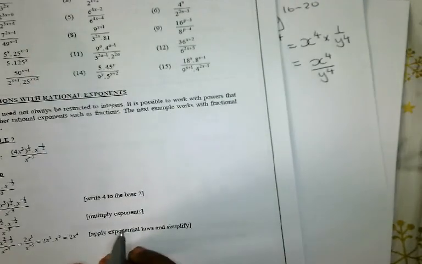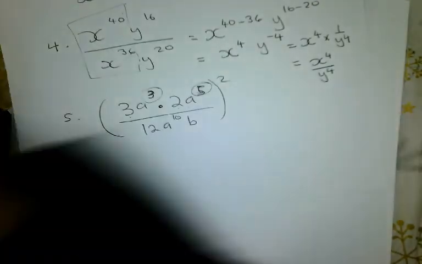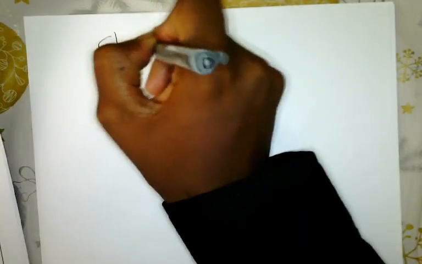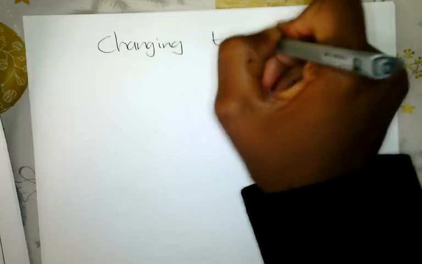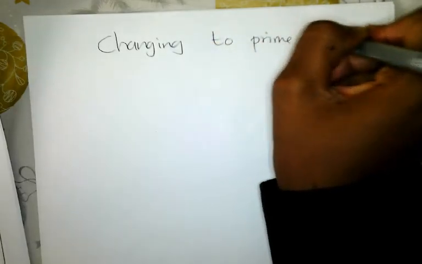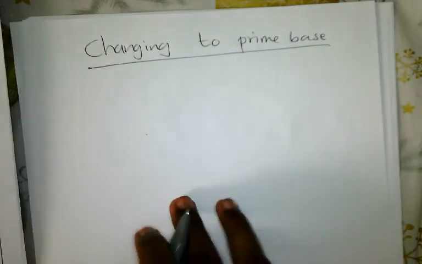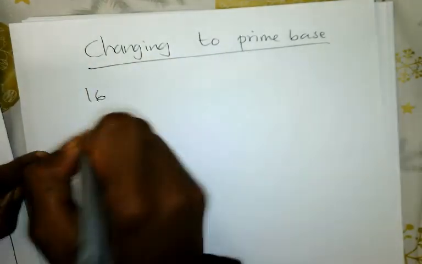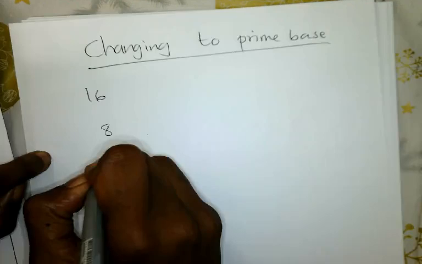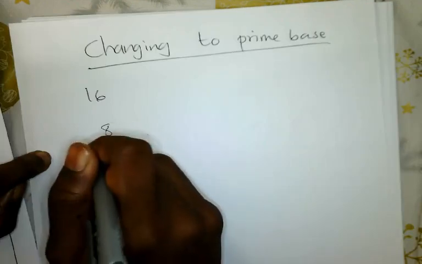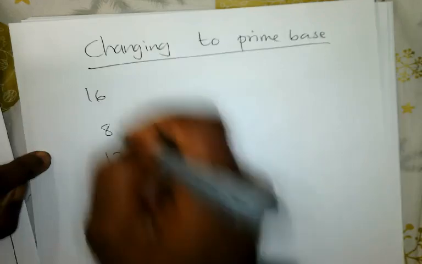Moving along. Now, we have this new topic in grade 10 of changing numbers to prime bases. So changing to prime base. Something that the calculator does for you. If you are given 16, 8, let's choose any number, 125. We can change this to prime base.